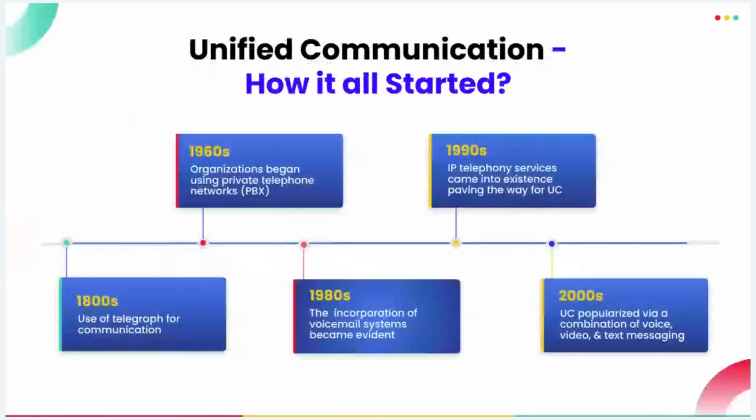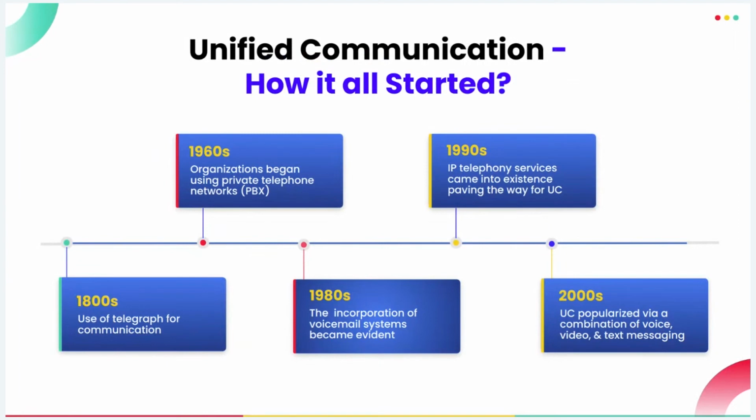We discussed what unified communication is, and now we will talk about how it started and how it evolved. By the 1800s, we had the telegraph, which was the only communication tool to connect with another end user. After that there was no communication tool until the 1960s, when the PBX or telephone network was introduced.